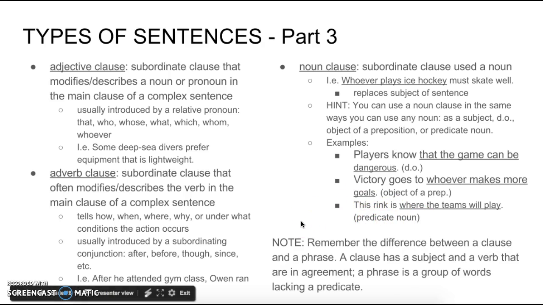Now remember, there's a difference between a clause and a phrase. A clause has a subject and a verb that are in agreement, whereas a phrase is a group of words lacking a predicate. Let's look at this sentence to exemplify the difference between a clause and a phrase. Now, this is a clause right here, but if I changed it to after gym class and I took out this part, then it wouldn't be a clause, it would be a phrase.